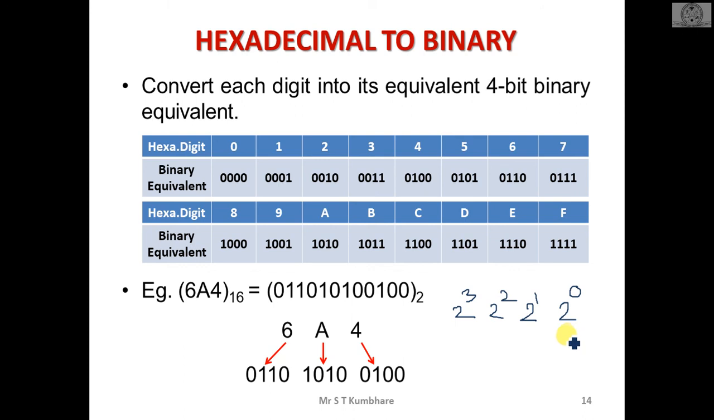If I want it for an octal number, I need only 3 bits, so I will not take this, I will not take this. But here I want it for hexadecimal, so I have to take this one. Now its value: 2 raised to power 0 is 1, 2 raised to power 1 is 2, 2 raised to power 2 is 4, and 2 raised to power 3 is 8. So if I want to find the binary equivalent for this hexadecimal number, I can do it easily.